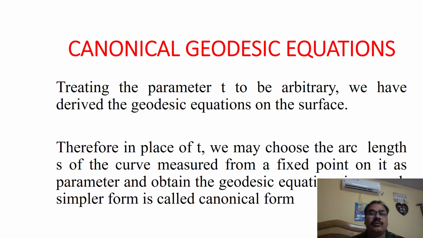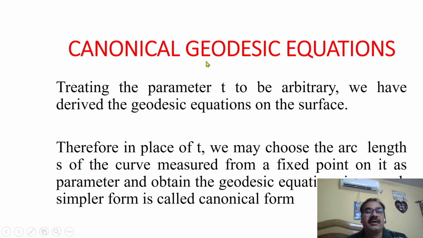Now, today we are going to discuss a very interesting form of the geodesic equation that is known as the canonical geodesic equation. Let us look at what we mean by canonical geodesic equation. Treating the parameter t to be arbitrary, we have derived the geodesic equation on the surface, which we have seen in this chapter as theorem 1.